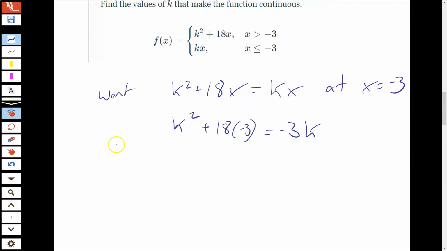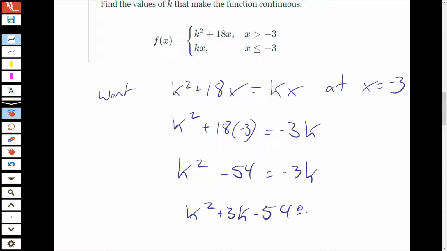And this is now a quadratic equation. So let's remember what that looks like. So we get negative 54 here. And then we're going to add 3k on both sides. So I'm going to get k squared plus 3k minus 54 equals 0.